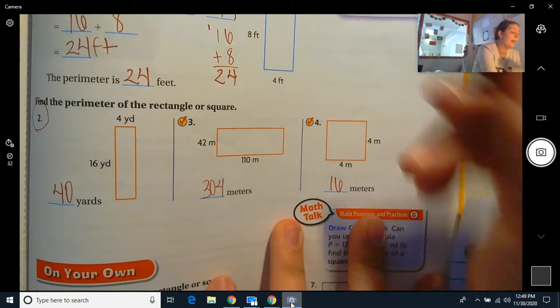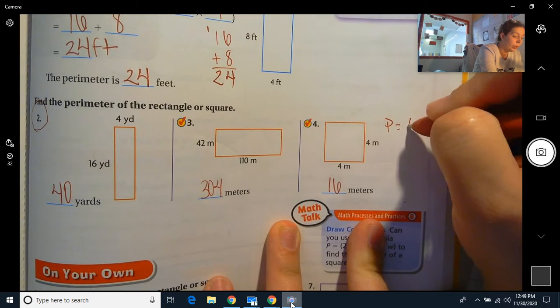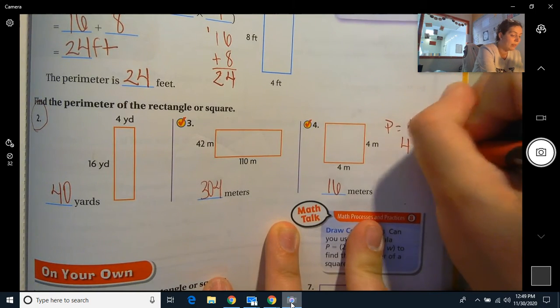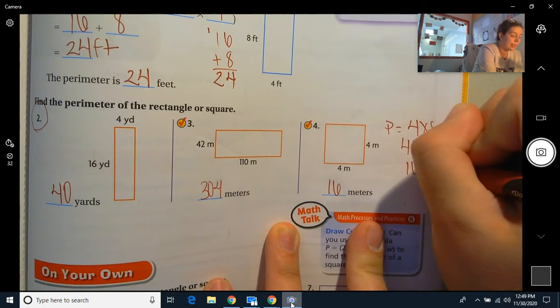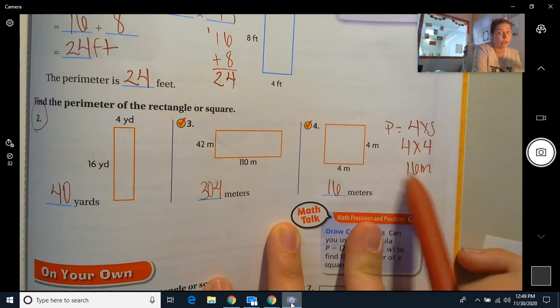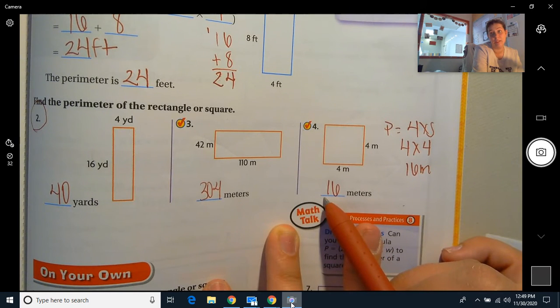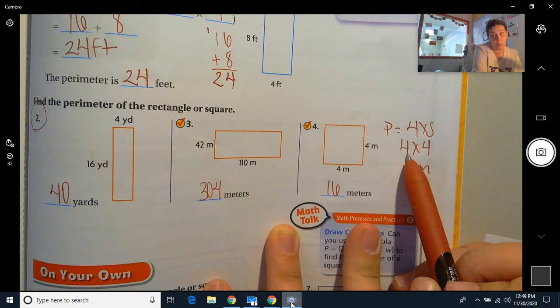I have to write the formula. Perimeter equals 4 times S. Then I have to plug in 4 times 4 to get 16 like this. When we're showing our work, this is what our work looks like. I don't want to just see an answer and no work done, okay?